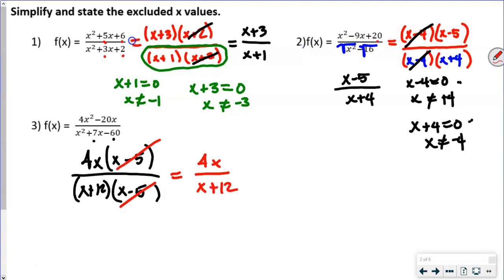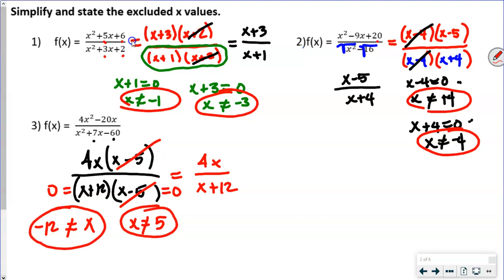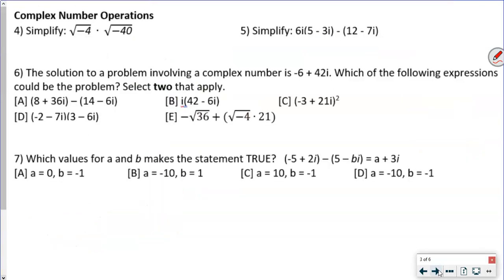And again, we're going to set these two equal to 0, and see where our x cannot be. So x cannot be -12, and x cannot be 5, okay? So again, remember that these are all part of our excluded values, right? So if it asks us what x values are excluded, that's what these are, okay? And that's because, again, if we put them in the denominator, they will give us a 0, and we cannot divide by 0.